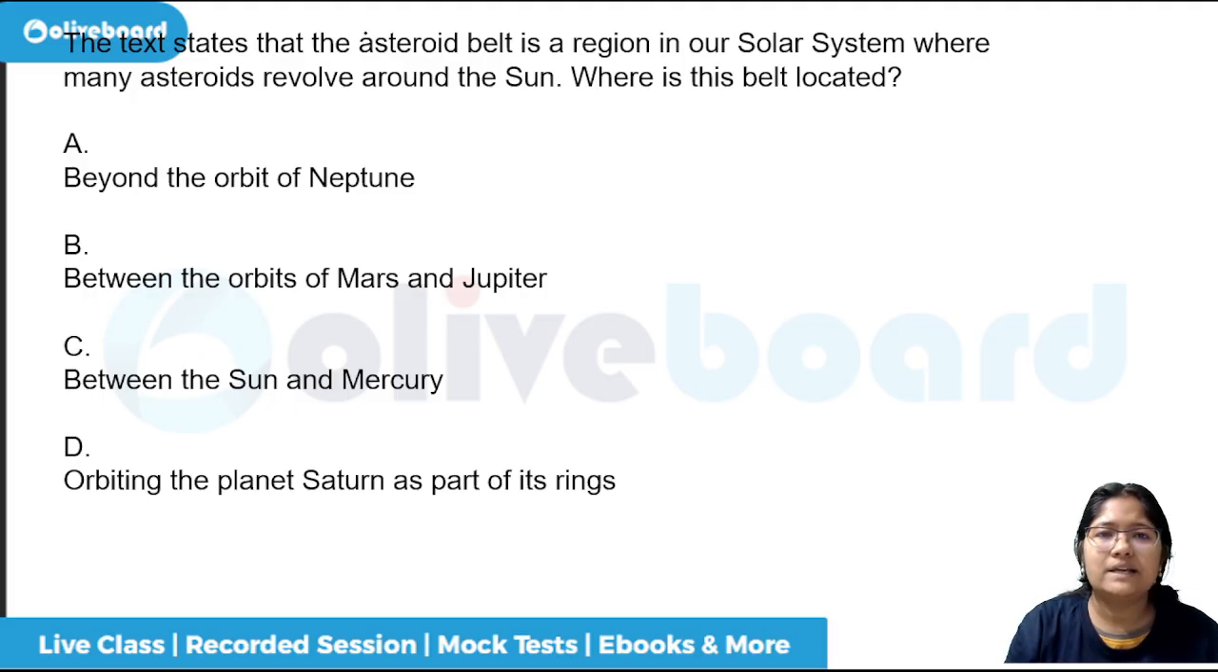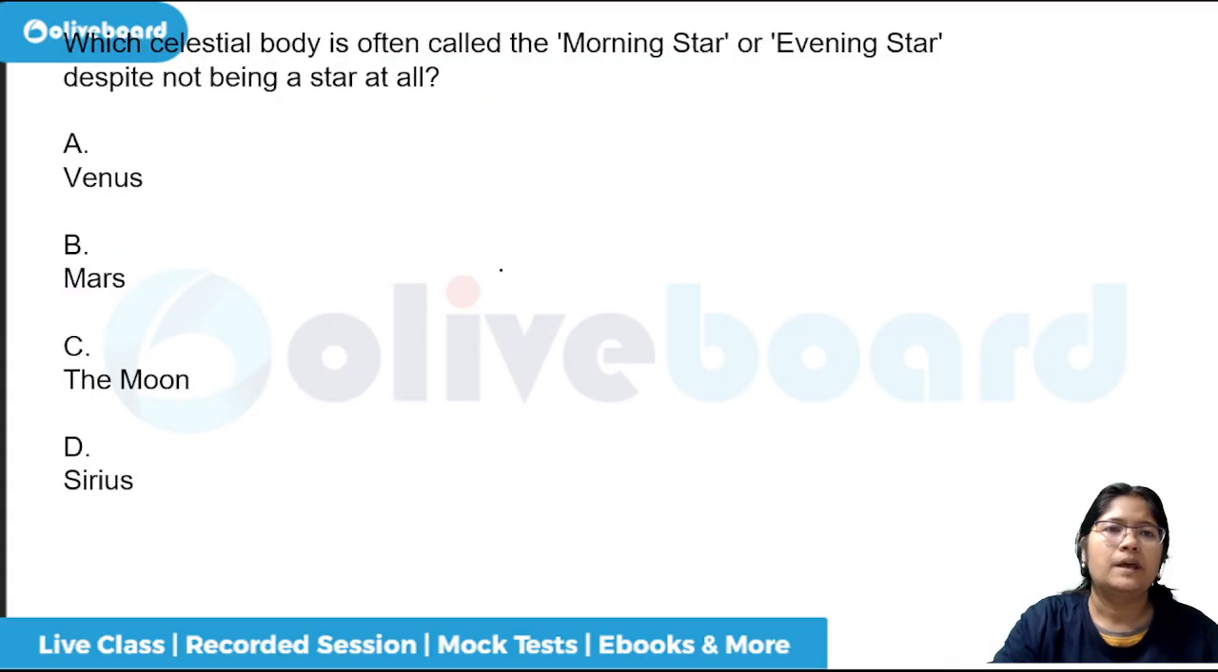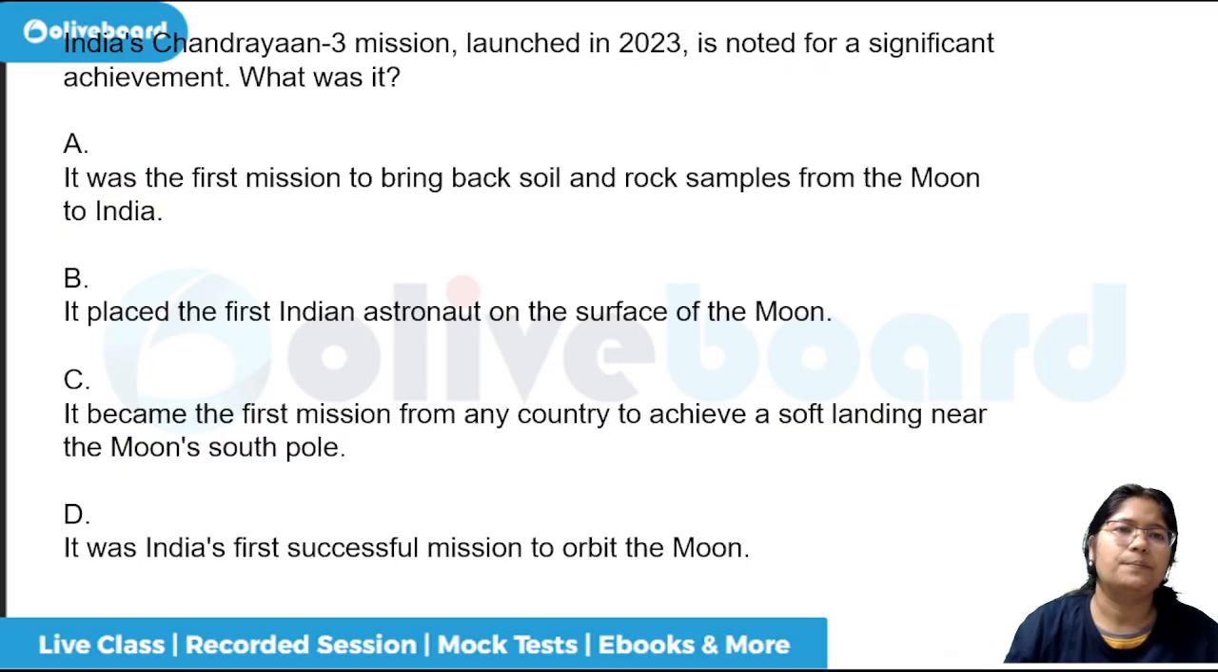The text states that the asteroid belt is a region in our solar system where many asteroids revolve around the sun. Where is the belt located? So it is located between the orbits of Mars and Jupiter. Which celestial body is often called the morning star or evening star? So we have seen the brightest is the Venus, which is also known as the morning star and evening star.